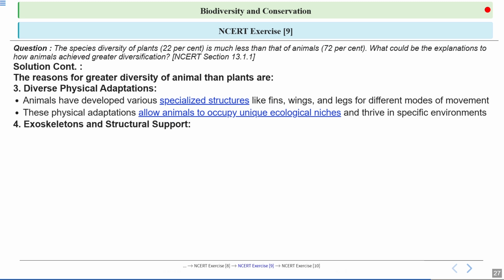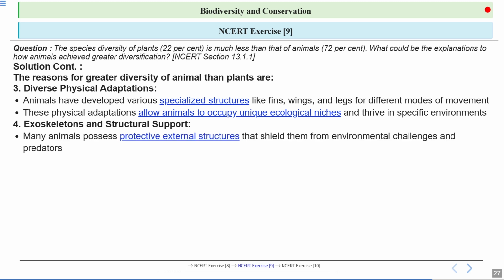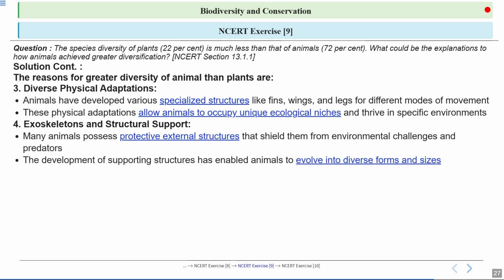Next one is exoskeleton and structural support. Now, many animals have special outer coverings like skin, scales, or shells, which help protect them from the environment and from being eaten by the predators. These structures act as a barrier, keeping their bodies safe and helping them survive in their surroundings.